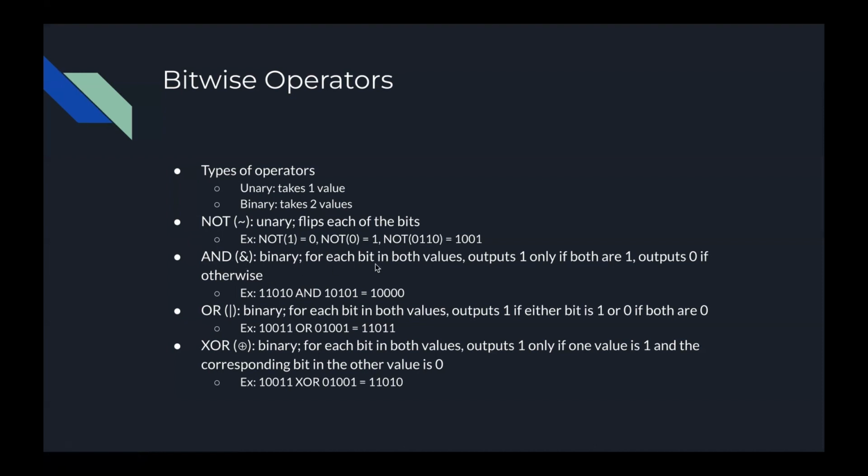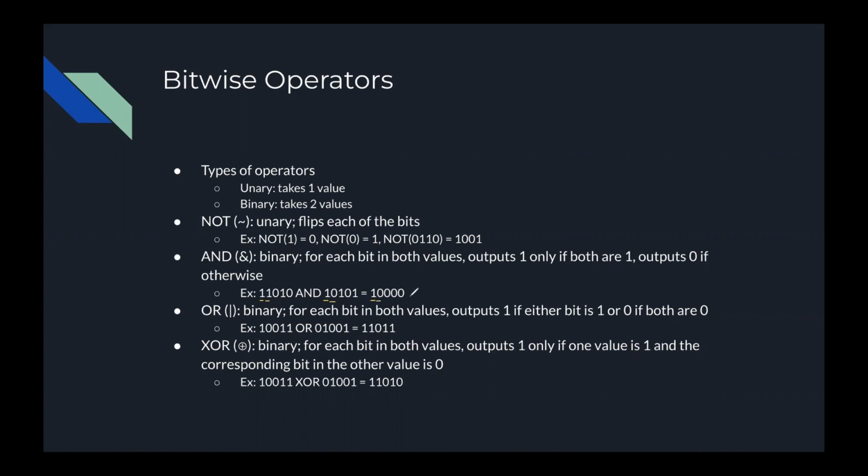AND is a binary operator. For each bit in both values, it'll output 1 only if both are 1, and output 0 otherwise. Continuing the function analogy, if you have 1 and 0, that'll be 0 because one of the parameters is 0. And if you have 1 and 1, it'll be 1 because they're both 1. So for this example, if we take the AND of these two strings, it'll compare the first two digits. They're both 1, so that's why we have a 1 here. And then the next two, a 1 and a 0. Since there's a 0 here, we output a 0 here.